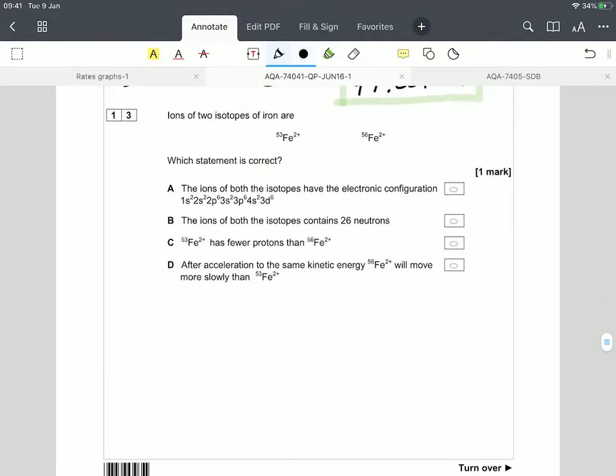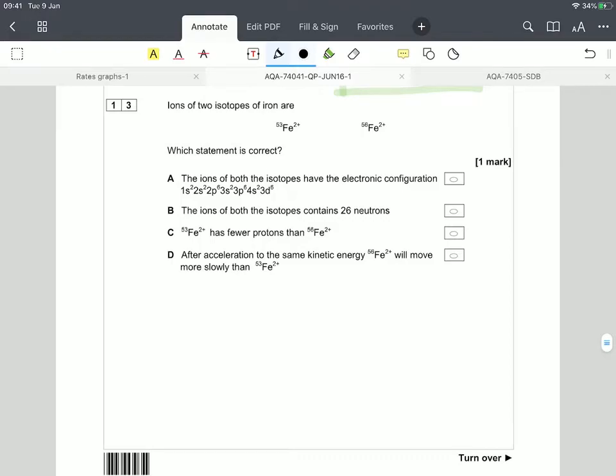Ions of two isotopes of iron are these two. So before we even look at the statements, I'm just going to point out that this one's lighter and this one's heavier, just because that might be relevant. The ions of both the isotopes have the electron configuration blah blah blah. So straight away, if we look at the electron configuration, there's something that should be a red flag, which is that iron is a d block element, and in d block elements the first electrons to go are always the 4s electrons. So any 4s electrons there, that means this is wrong, okay?